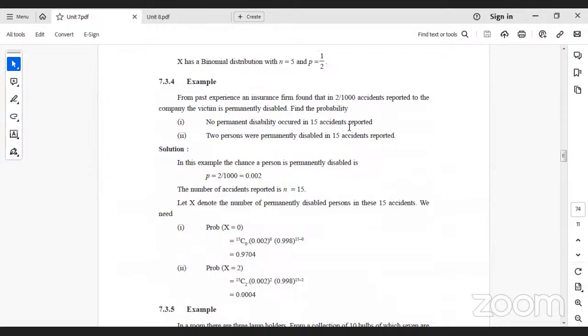For X equal to 2, we take the same approach: 15C2 times 0.002 whole square times 0.998 to the power 13. Multiplying these together, we get the answer.